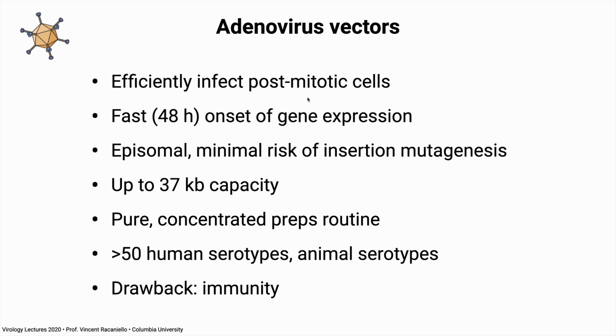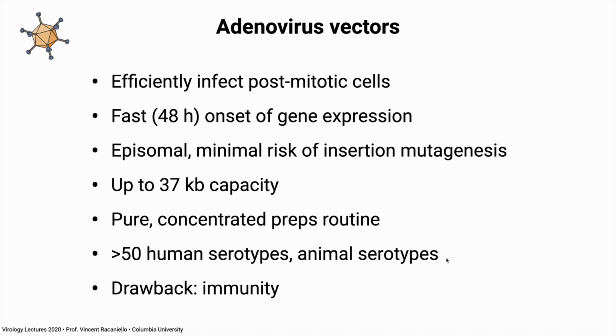These vectors have a lot of advantages. This is a big one: efficiently infecting post-mitotic cells. That means cells that have stopped dividing. Many viruses won't infect those, so you have to find viruses that will, and this is one that will. Very fast onset of gene expression. The genome stays episomal, so there's no insertional mutagenesis. It's big capacity. It's easy to make pure concentrated preps. There are lots of human serotypes. There are also animal serotypes. You may just have heard of a chimpanzee adenovirus being used for a SARS-CoV-2 vaccine.